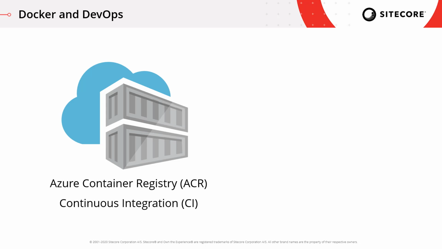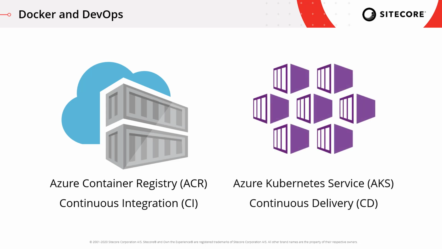It involves building the images and pushing them out to a container registry, for example Azure Container Registry, commonly referred to as ACR. The second part of your DevOps flow will be the deployment of these images out to a container orchestrator like Kubernetes or Microsoft's managed version called Azure Kubernetes Service or AKS. This forms the continuous delivery part of your DevOps setup.